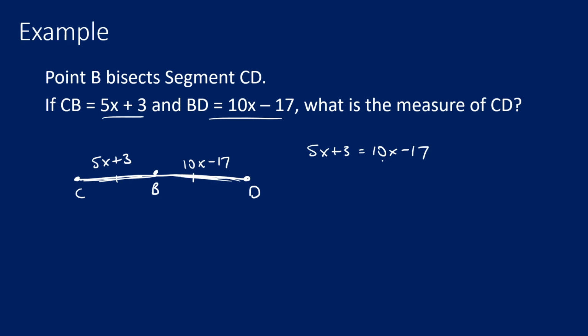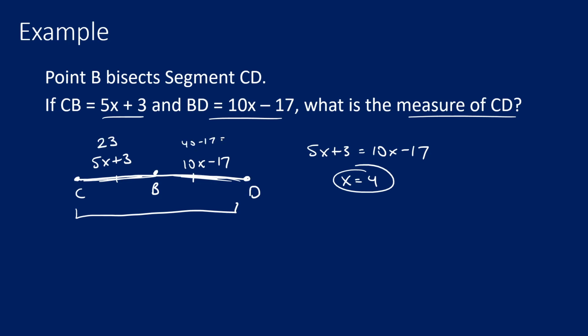And solve. That's going to give me 5x equals 20. X is going to be 4, if you go ahead and do that. But then they want the measure of CD. So they're looking for this. Plugging into both pieces is a good way to check. So this will be 4 times 5 plus 3, which is going to be 23. And this will be 40 minus 17. That's also going to be 23. So we know we did it right because the two pieces are the same. But CD is going to be 46. And there's no feet or inches, so you just put 46 and that's fine.